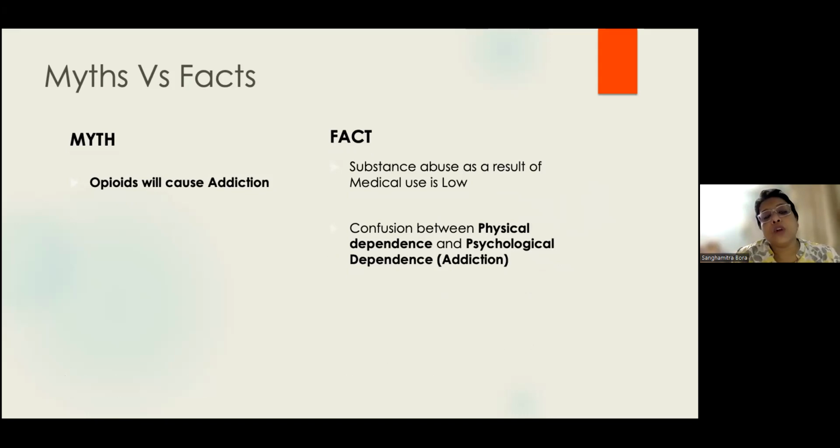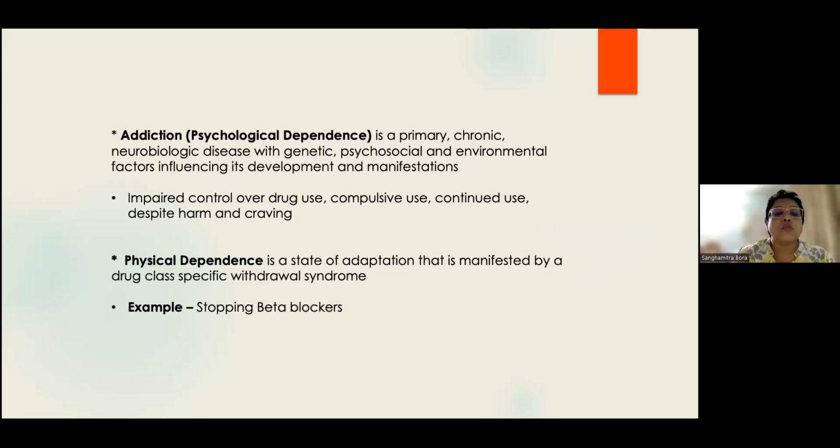Opioids generally do not cause addiction at all. Okay, the substance abuse as a result of medical use is really, really low. There is a confusion between physical dependence and psychological dependence. Physical dependence is not at all addiction, whereas psychological dependence is. So if we have to talk about addiction, it is a primary chronic neurobiologic disease with genetic, psychosocial, and environmental factors influencing its development and manifestations.